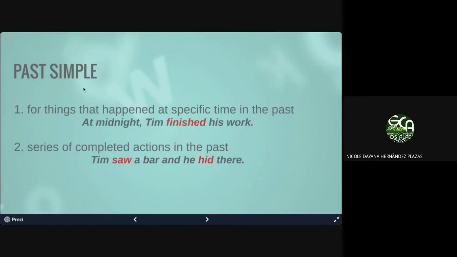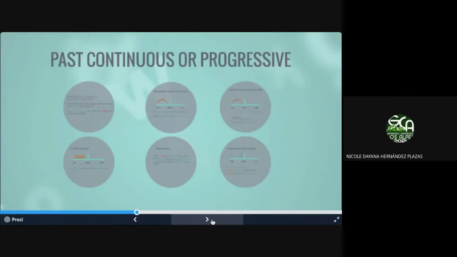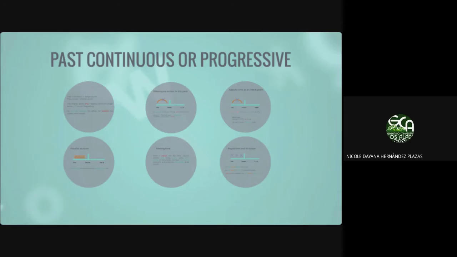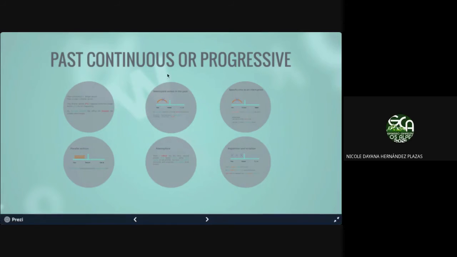So we have two important uses for past simple here. Things that happen at a specific time in the past and series of completed actions in the past, of course. And now we are going to begin checking the past continuous or progressive. If you see, past progressive is exactly the same as past continuous, okay? Keep it in mind. We are going to begin checking not only when to use past continuous, but also the difference between past continuous and past simple.